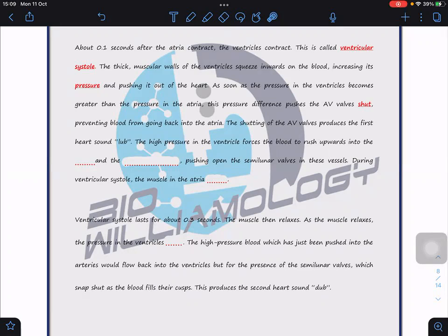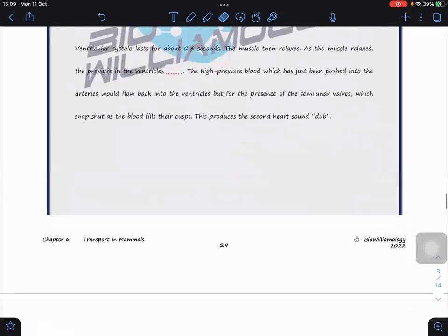The high pressure in the ventricle forces the blood to rush upwards into either the aorta or the pulmonary artery, pushing open the semilunar valve in this vessel. During ventricular systole, the atrial muscle actually relaxes. Always remember, relax here. Ventricular systole lasts about 0.3 seconds. The muscle then relaxes, and as it relaxes the pressure in the ventricle drops. So the high pressure blood, be careful, not high blood pressure. High blood pressure is a disease. Are you clear? In this case, it's not a disease, it's just normal, but it's blood with high pressure.